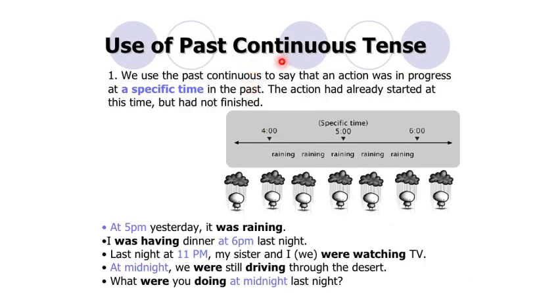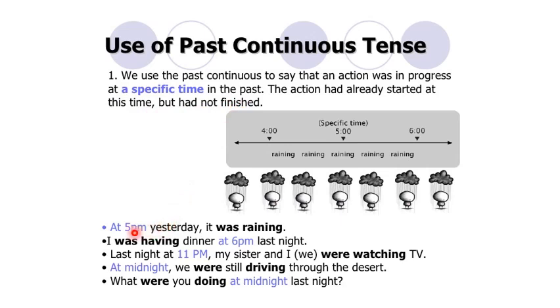Use of past continuous tense. We use the past continuous to say that an action was in progress at a specific time in the past. The action had already started at this time but had not finished.